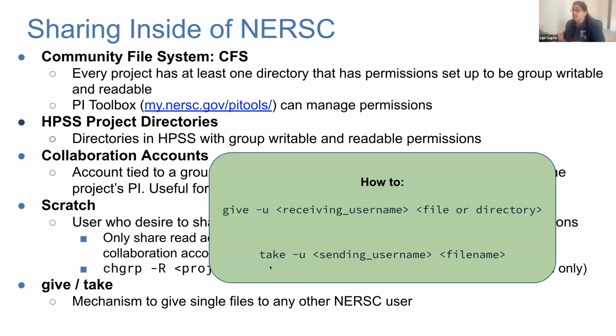So then what Charles will do is he'll log in to Perlmutter. He will say take, and then he's going to put in my username because he needs to be sure that he knows who this data is coming from, what this file is, where it's coming from. So he's going to type in my username, and then the name of the file. I don't remember if you can just do star to take everything that Lippy gave me, but maybe you can. And so this is a really cool tool that is native to NERSC.